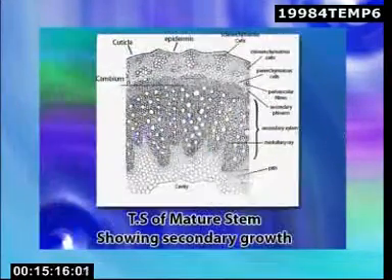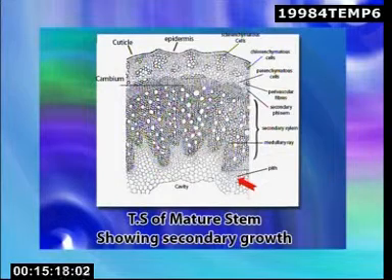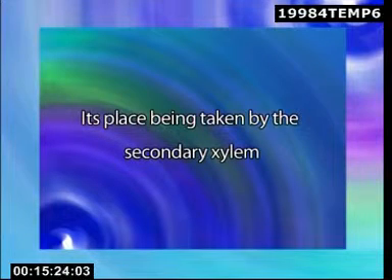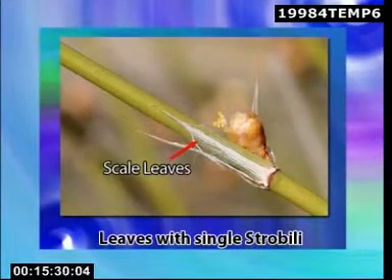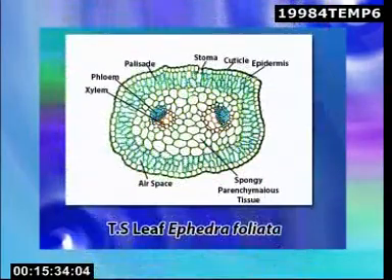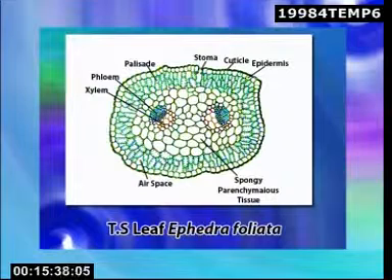Now, pith. The pith becomes narrow in the stems that have undergone secondary growth and may ultimately disappear in very old stems, its place being taken by the secondary xylem. Now, leaf. All the species of Ephedra have reduced and membranous scale leaves. A transverse section of the leaf reveals an oval outline. Internally, it is differentiated into epidermis, mesophyll, and vascular region.